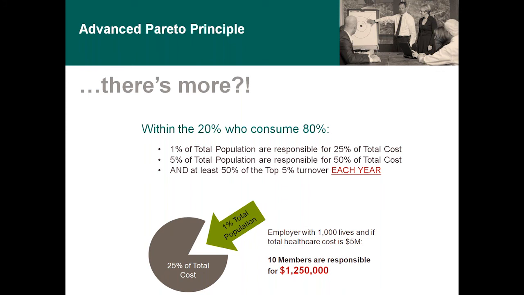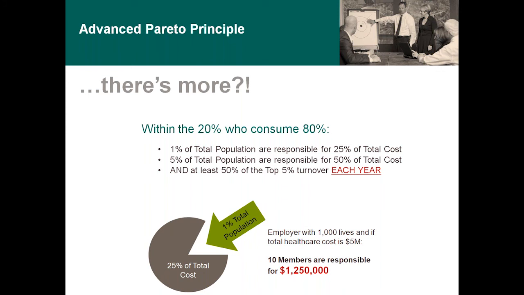This is meaningful because it takes healthcare, which we typically look at as a large number problem, sometimes number three or number four on an employer's P&L, and gives a slightly different perspective: it really is a small number problem, because it's a relatively few number of people that drive a majority of cost. Example, that same 1,000 life employer, if they've got a spend of $5 million over the course of a year, 10 members are responsible for $1.2 million.